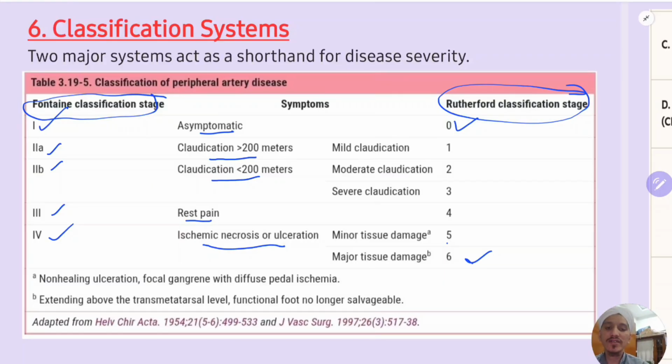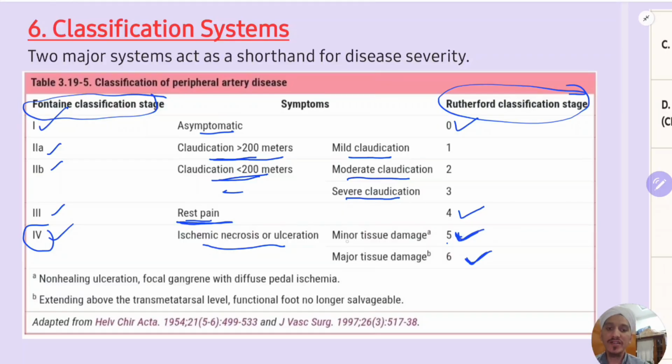Rutherford classification, 0 is asymptomatic, 1 is mild claudication corresponding to the Fontaine classification of 2A, more than 200 meters. 2 is moderate claudication corresponding to the Fontaine classification of 2B, that is claudication less than 200 meters. Okay. 3 is considered as severe claudication, nothing in Fontaine. Fourth is rest pain, stage 4 is rest pain of Fontaine classification 3. Stage 5 and 6 both are present in fourth stage of Fontaine classification.